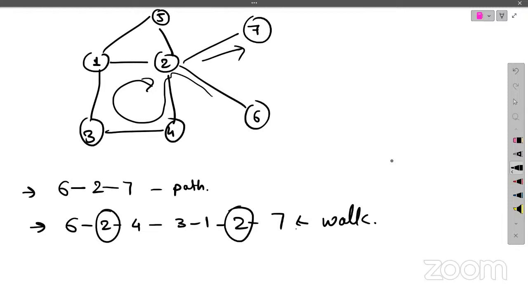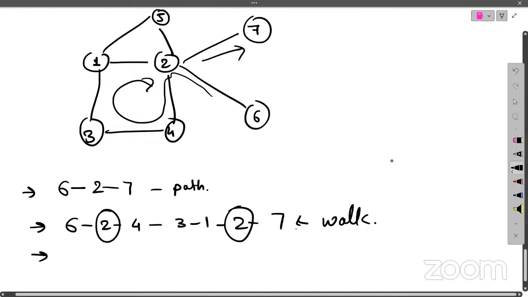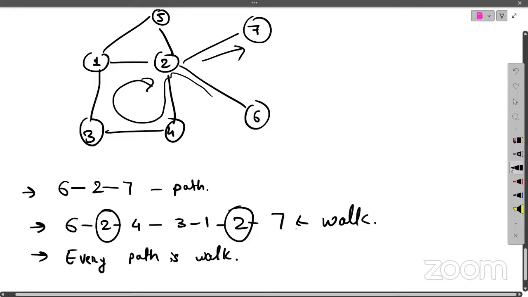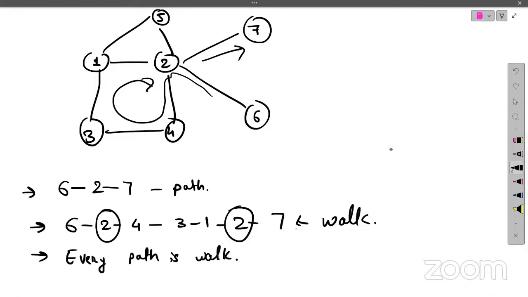Ma'am, could you repeat what you said just now? See, you say that every path is a walk. Every path is a walk, because in a walk we just have the freedom that we can repeat a vertex. We can move from that vertex and again come back to that vertex. This is the freedom we have. But in a path, we cannot do that. We have to go in one direction. We cannot repeat that vertex again. Is that clear? Yes, ma'am.